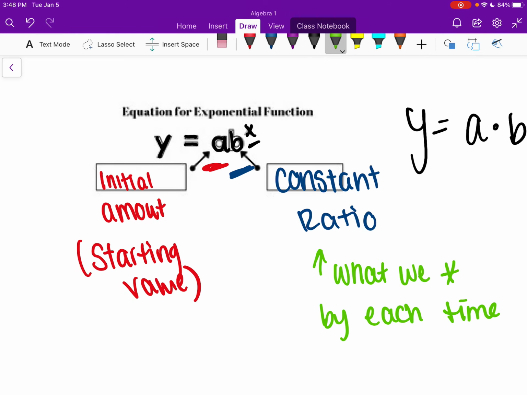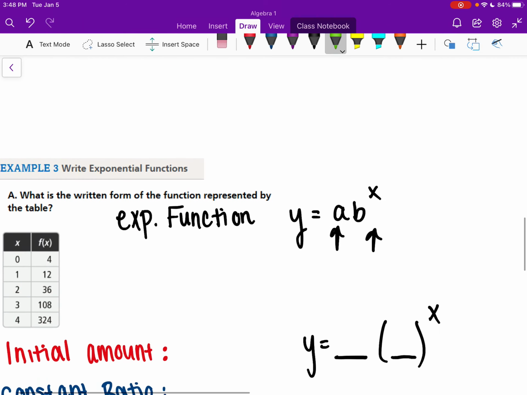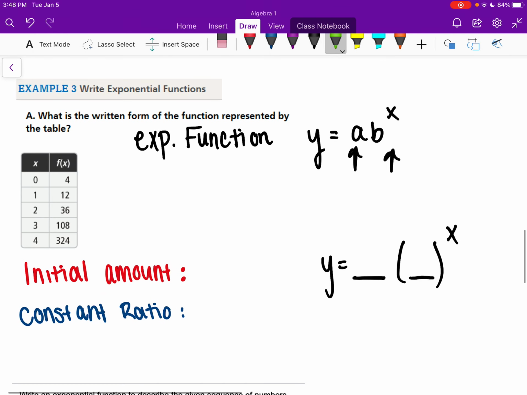Let's use this in practice. Here's an example where they give us a table. It says, what is the written form of the function represented by the table? So we want to write an exponential function. So I'm going to need to use my y equals a times b to the x, where a is the initial amount and b is the constant ratio. So we really just need to know two things. We need to know where the table starts, because that's where our graph starts, and we need to know what we multiply by each time.